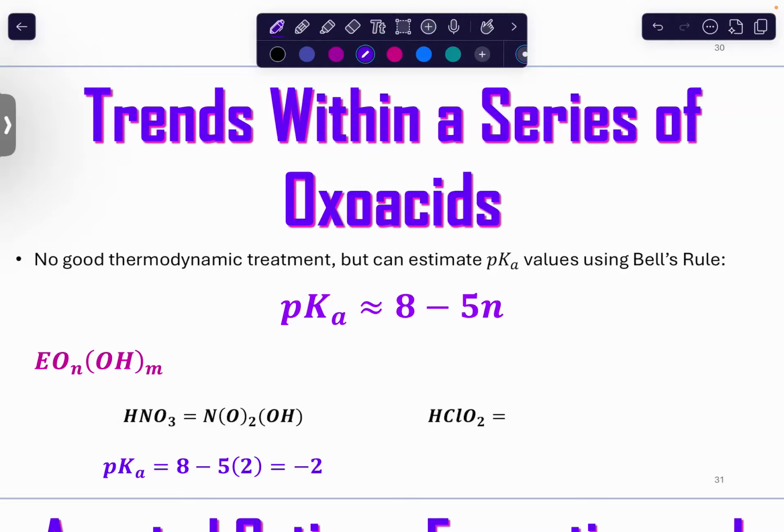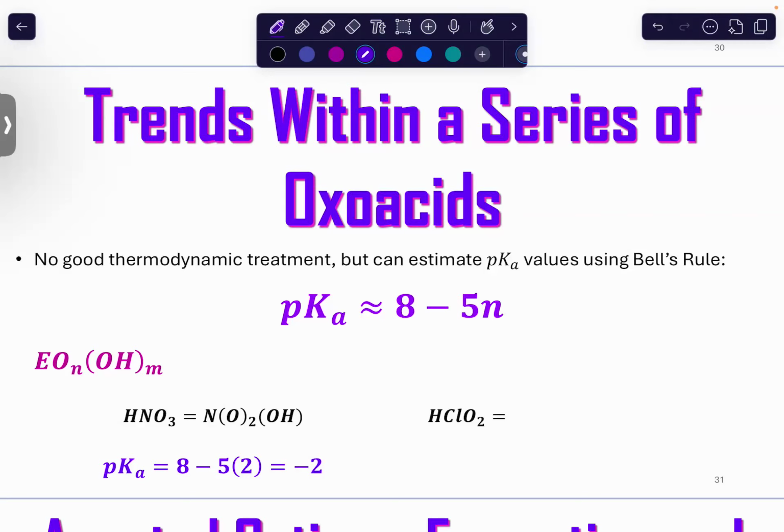And so, of course, we saw that for that hydrogen to be acidic in an oxoacid, it has to be on one of the oxygens. So we're naturally going to get 2 O's and an OH. So you can estimate the pKa of nitric acid at about -2 using Bell's rule.